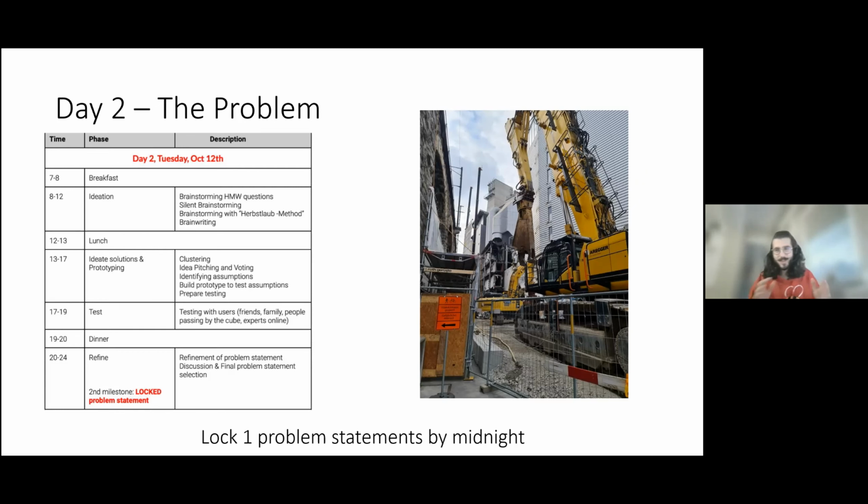What are we gonna do? Taco Tuesday, yeah, whatever. It was rough. I'm not gonna lie, it was rough. Then we did clustering of the ideas to make like themes for every idea and try to build solutions. And then we called our friends, we called our family, we tried to figure out if these solutions are actually interesting. And by the end of the day, we had to lock the first problem statement.